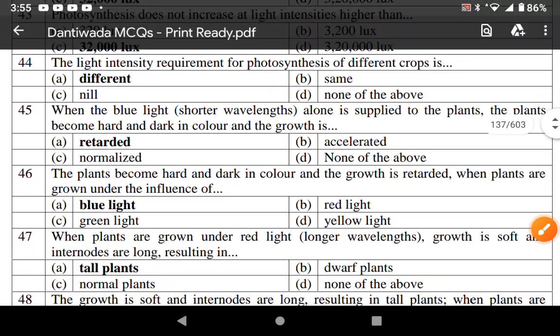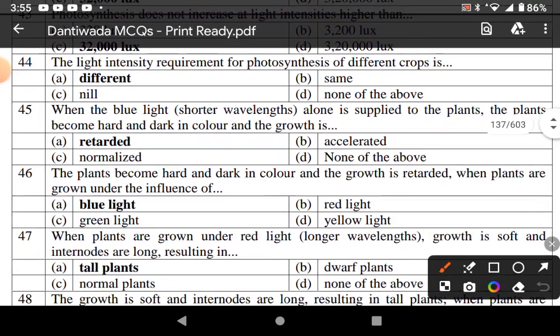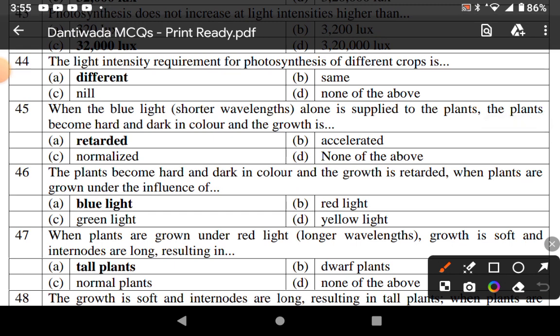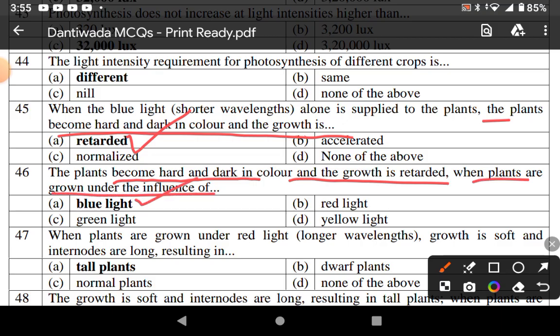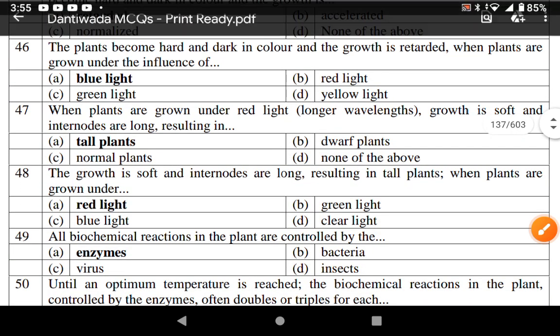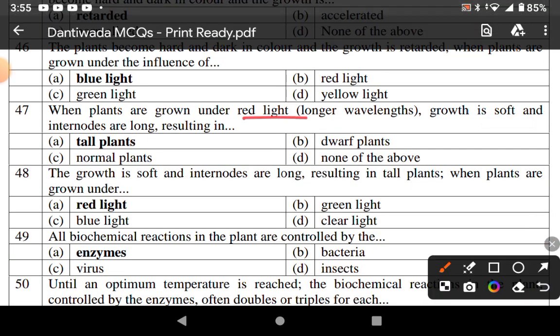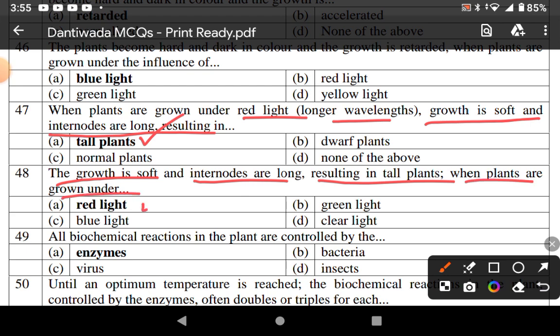When blue light alone is applied, the plant becomes hard and dark colored and the growth is retarded. When plants are grown under red light, longer wavelength, the growth is soft and internodes are long, resulting in tall plants.